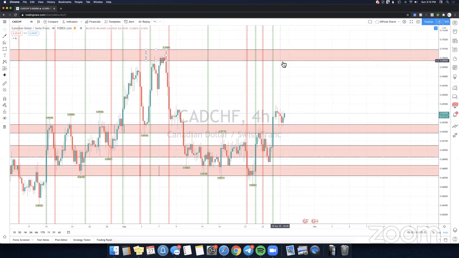The upper zone right here is going to be 0.69970. I'm going to round that up. And then the lower zone right here is going to be 0.6928, and I'm just going to round that up as well. So there's CAD CHF.